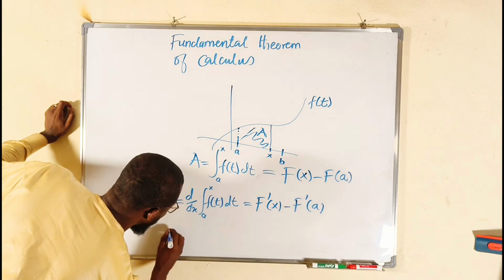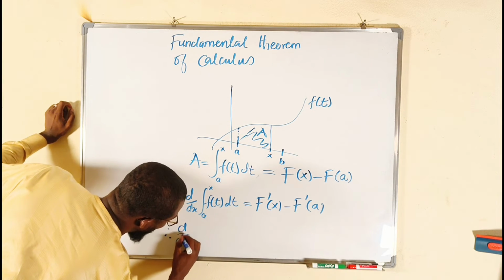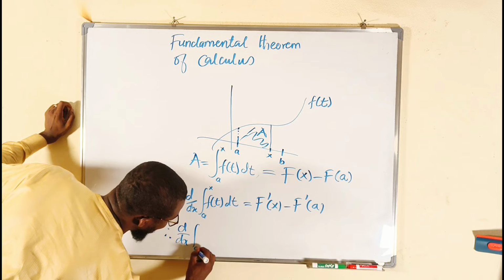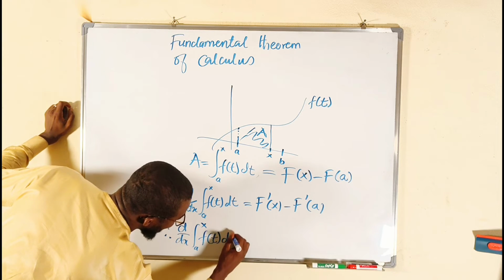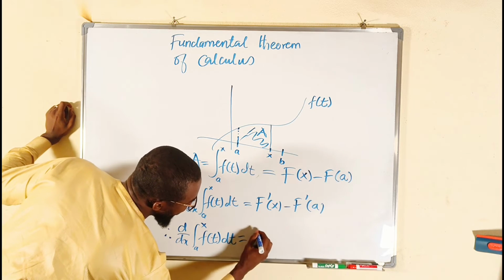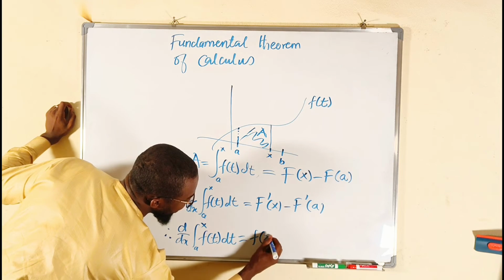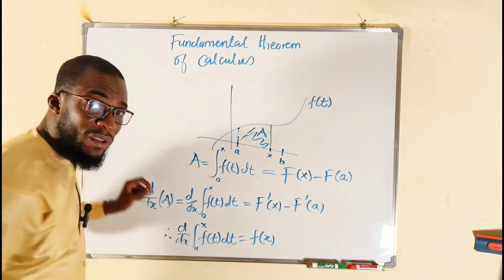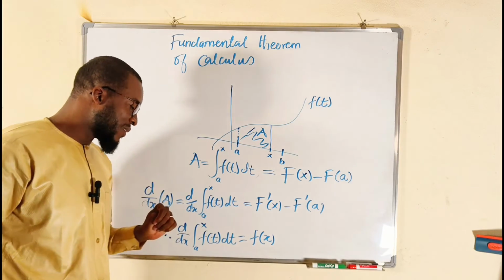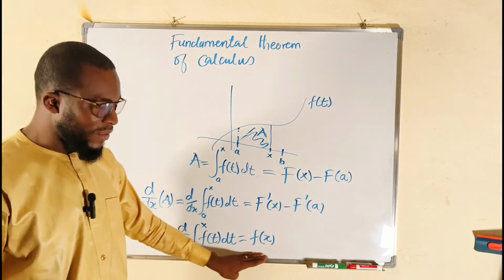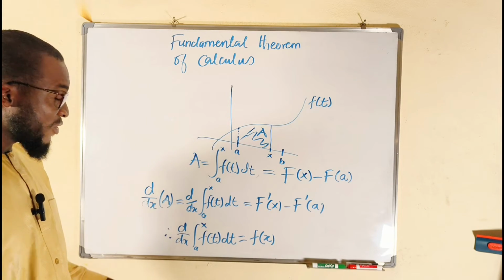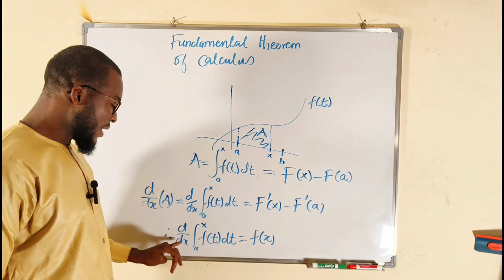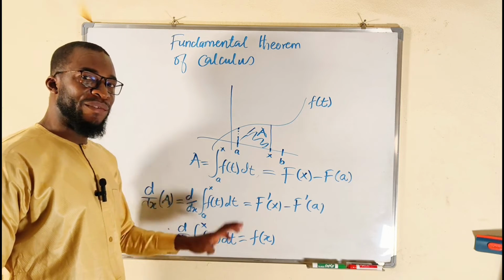So therefore, d over dx of the integral from a down to x of the function f of t dt is nothing but lowercase f of x. This is 0 because it is constant. Derivative of a constant is 0. So this is the relationship, and this is the second theorem. What is this all about? This is nothing but a relationship between derivative and antiderivative.